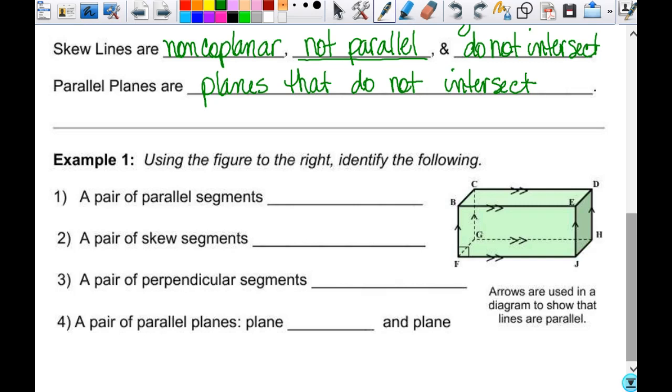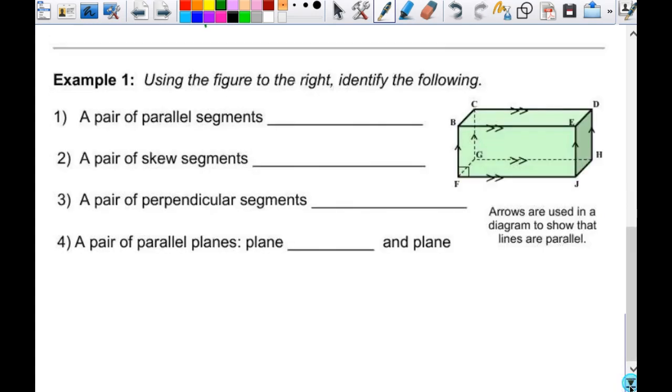All right, so a pair of parallel segments. Now, we have a definition of parallel lines. There is no definition of parallel segments, but a segment is part of a line, so a parallel segment is part of a parallel line. Make sense? So I want you to look at that and think about it. I'll give you a minute to fill these out. See if you can come up with a pair for each one of these and write them down. Okay, give you a second to think about those.